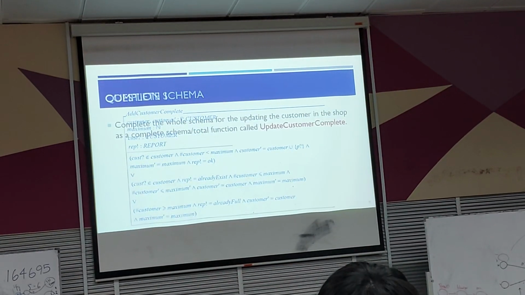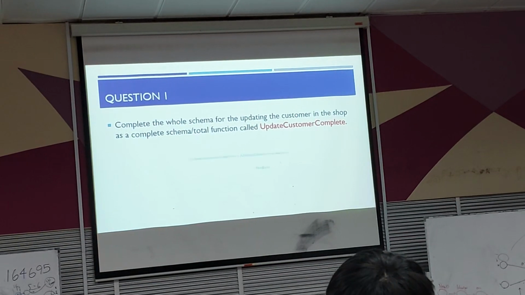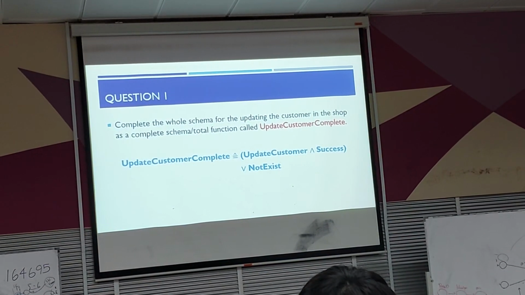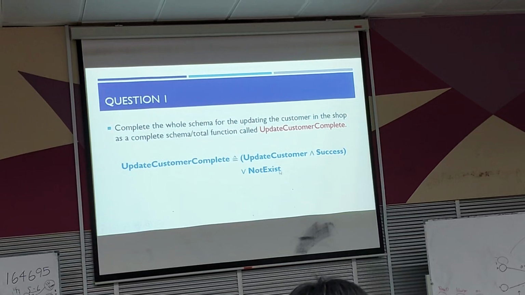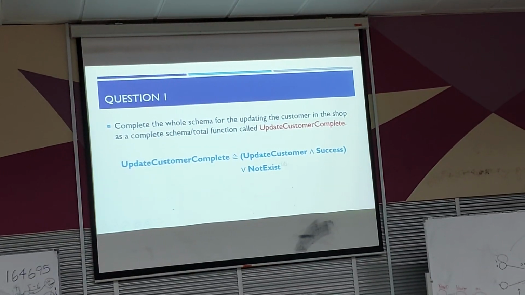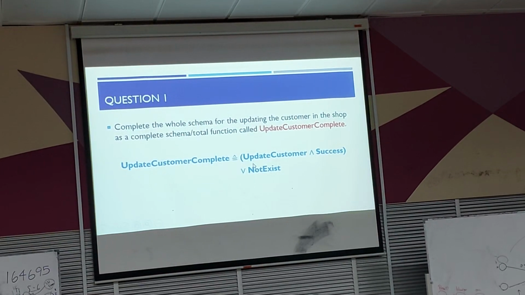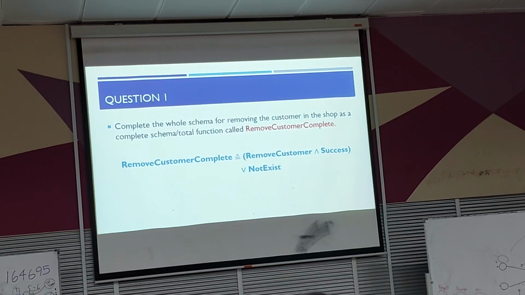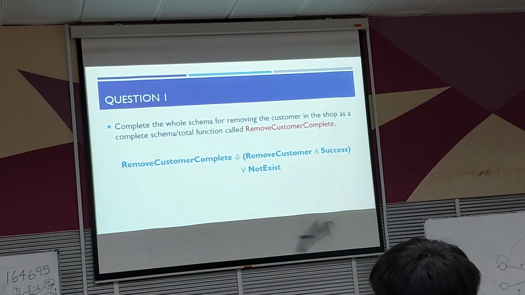Same thing for update customer complete. You do something like this. Not exist, you see, update customer not exist here. And then for delete customer, you are also going to use not exist, because you have the same error scenario for this one.